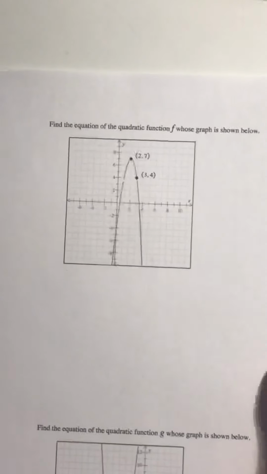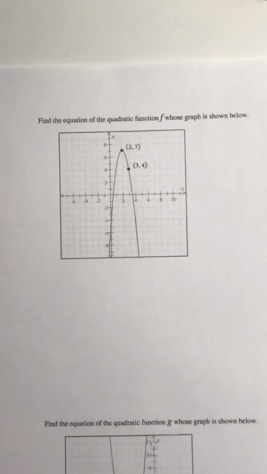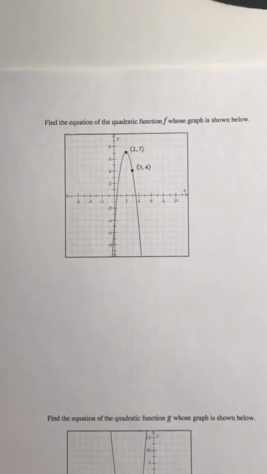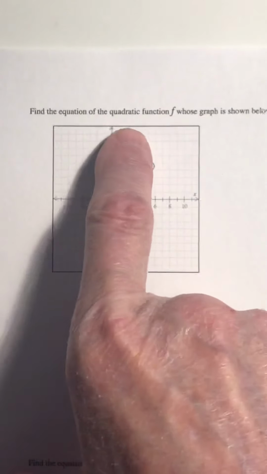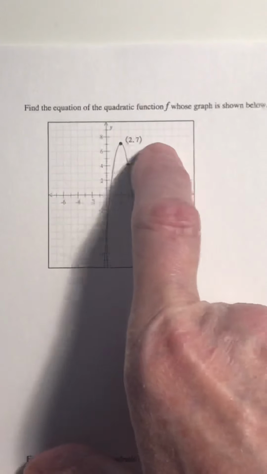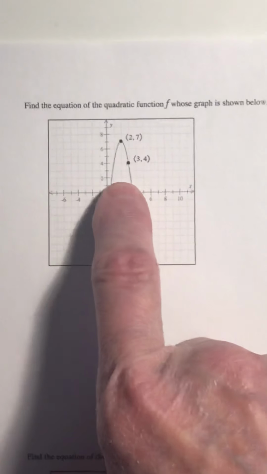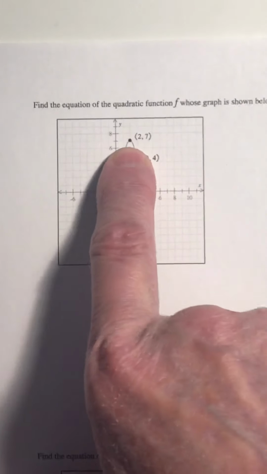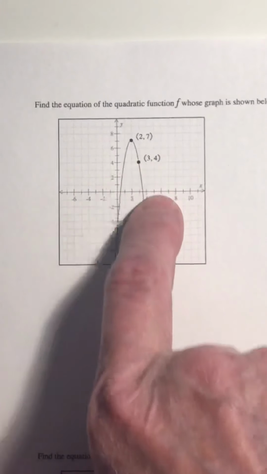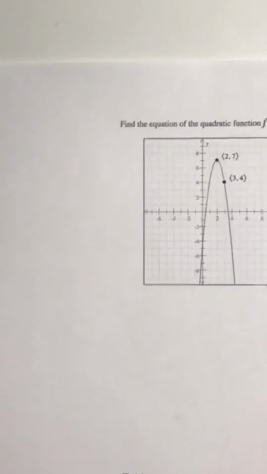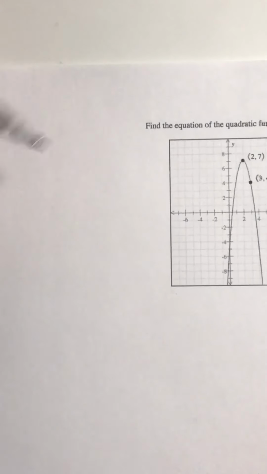Page 4 now. We're just two questions, which I got from Alex. Oh, notice the directions. Find the equation of the quadratic function f, whose graph is shown below. And we're given clues of the vertex and a point that the parabola goes through. So, you might start with this idea.